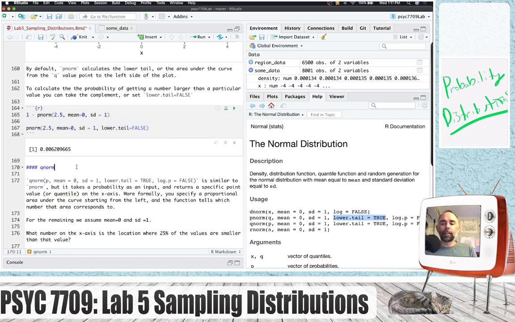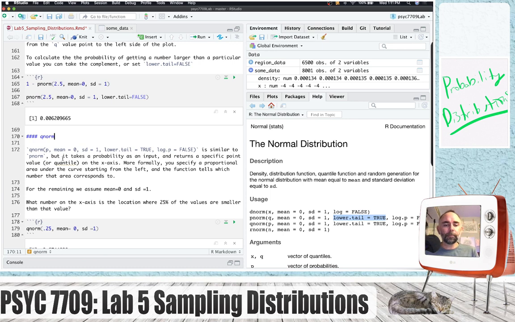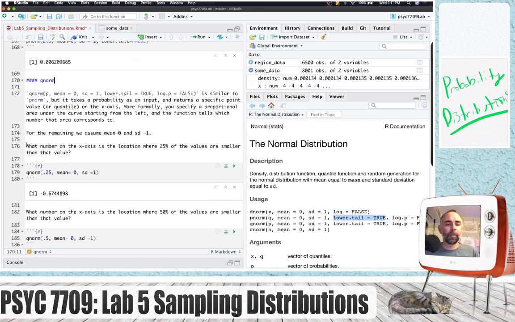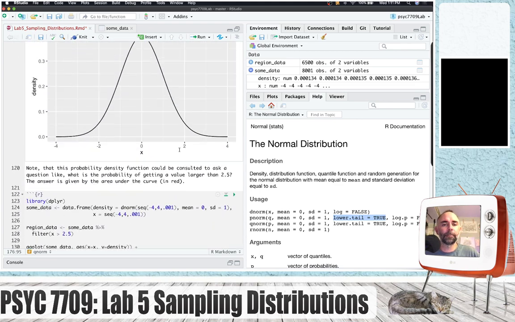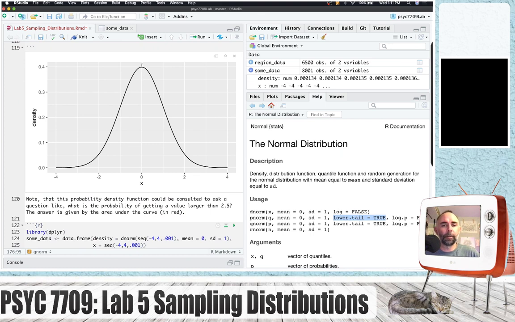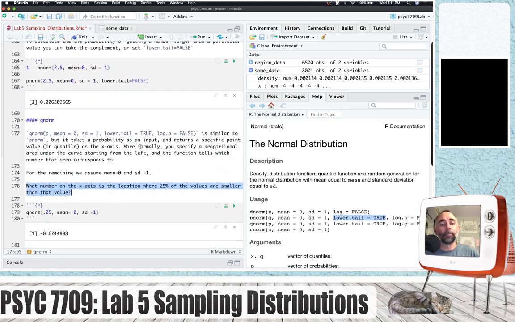Qnorm does something related to what we've just been looking at. However, what if you had a question like this? What number on the x-axis is the location where 25% of the values are smaller than that value? So we're just going to look at this. And okay, so if I drew a line down the middle, this thing looks symmetrical. So 50% of the values are smaller than zero, right? 50% are larger than zero. Where's 25%? It's going to be in here somewhere probably. So what number is it? If you use qnorm, you can find out.